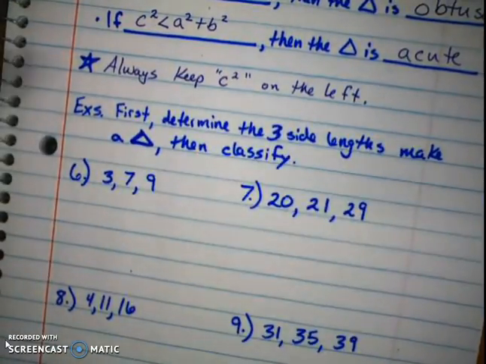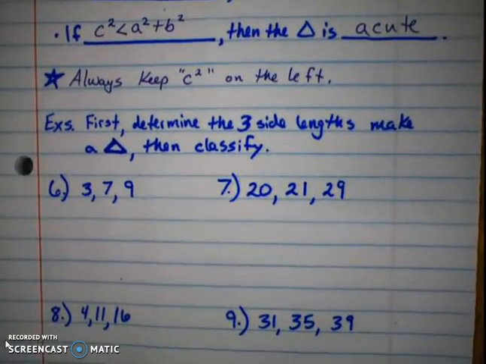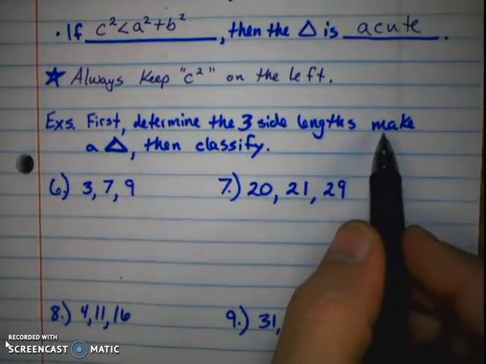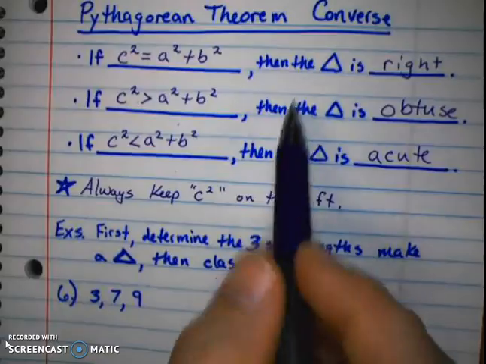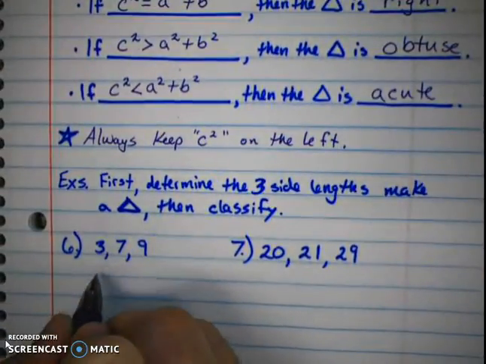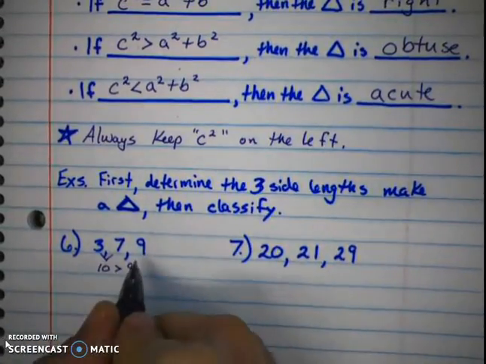And so as we go through our examples here, we want to see if in fact it does form a triangle. If not, we can just say no triangle. But if it does form a triangle, we should be able to classify it using this criteria. So we're going to try these. First, 3 plus 7 is 10. 10 is greater than 9. Okay, so this is a triangle.